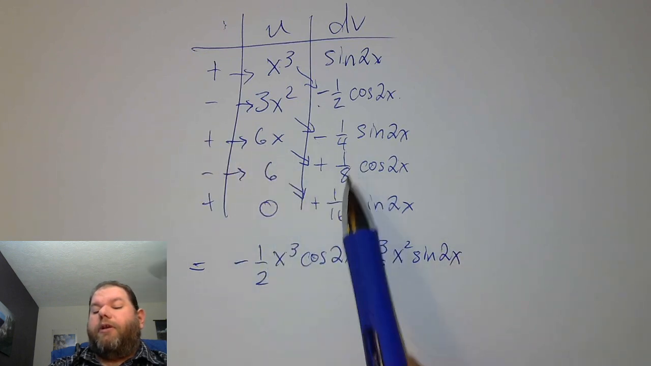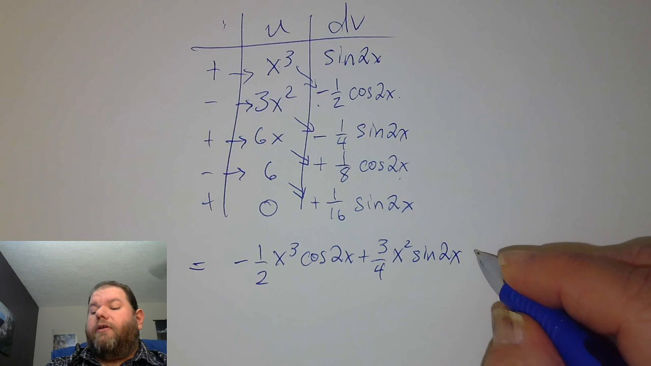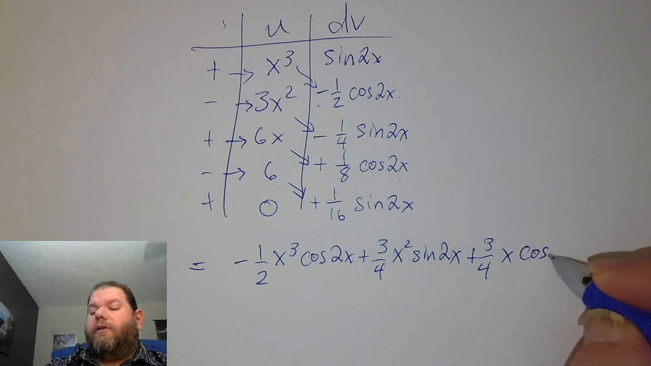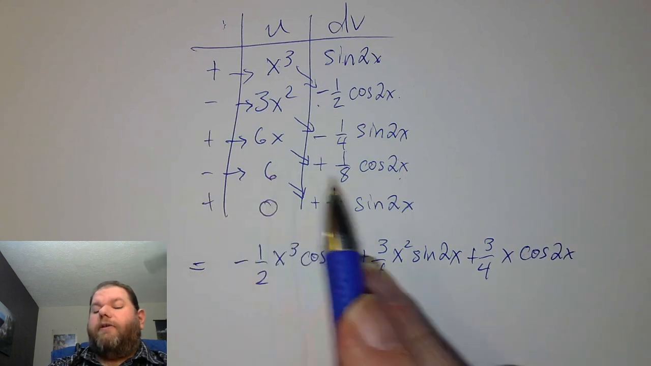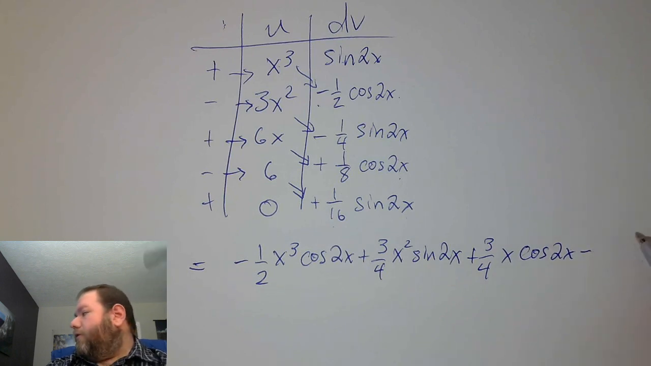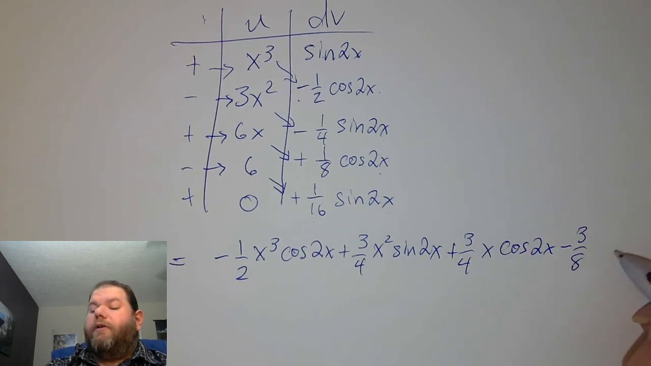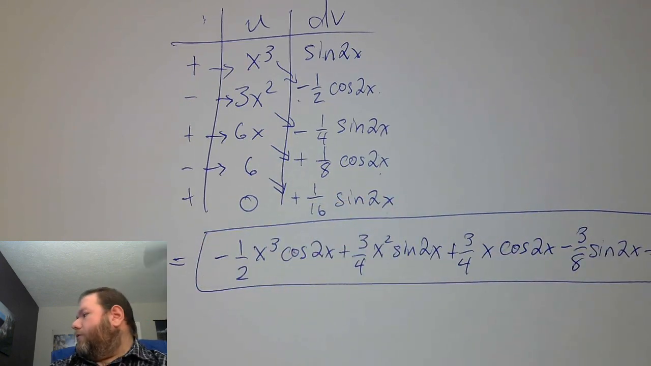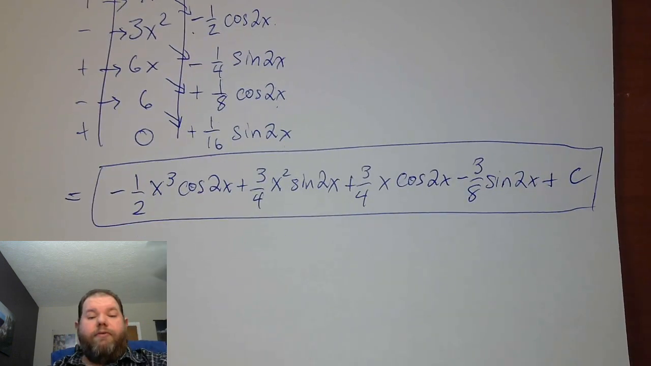Plus 6x times 1/8 cosine 2x. 6 times 1/8 is 6/8 or 3/4. So plus 3/4 x cosine 2x. Then minus 6 times 1/16 sine 2x. 6/16 is 3/8, so minus 3/8 sine 2x, and of course plus c. And so that would be the result of our integration. Normally it would take 3 integration by parts to arrive at that conclusion, but again the tabular method shortens it significantly.